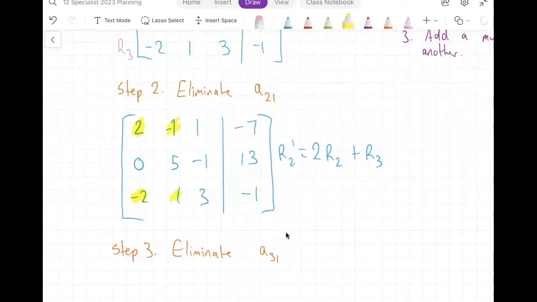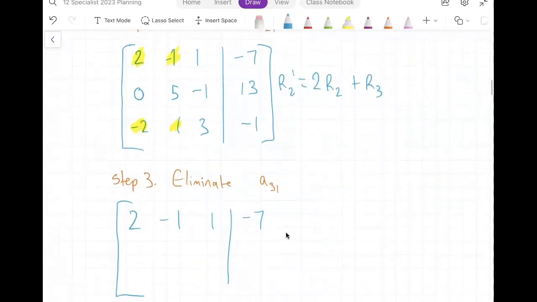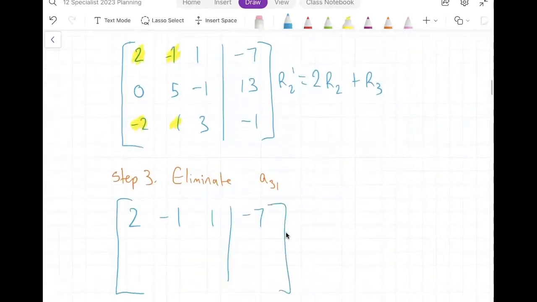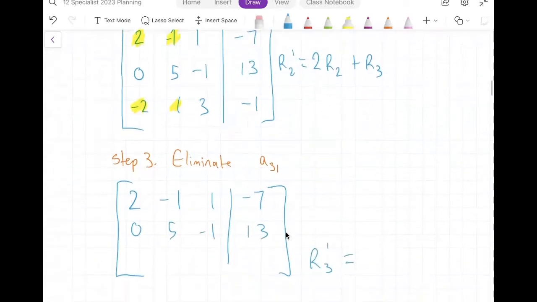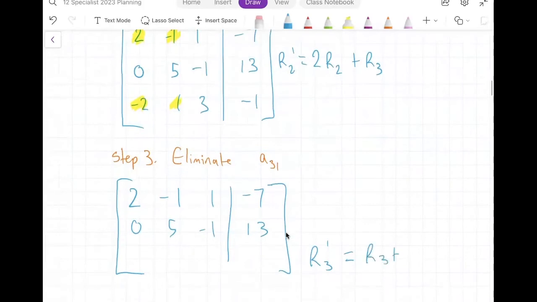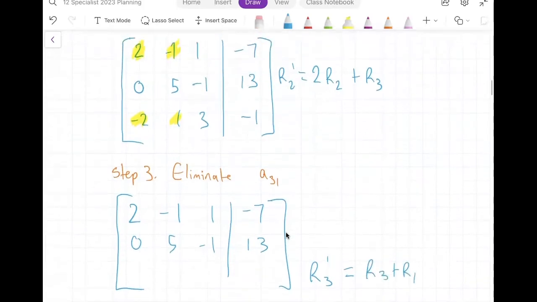So if I go ahead and add those two equations together, my first row is going to stay exactly the same. My second row is going to stay exactly the same. And my new row 3 is going to be equal to just row 3 plus row 1. That's going to give 0. 1 minus 1 is going to give 0, and then 3 plus 1 is going to give 4 is equal to minus 8. So I've got my triangle.